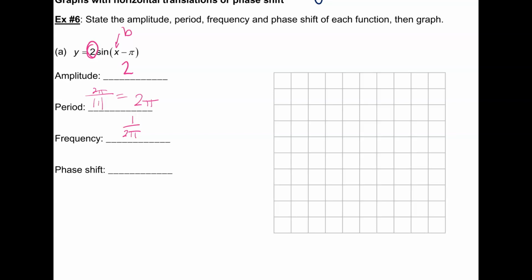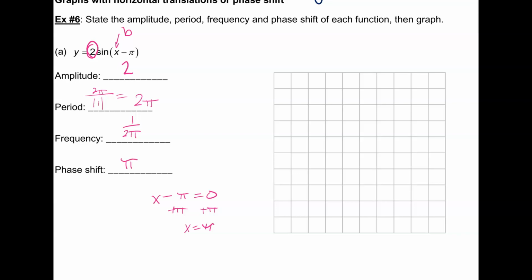Who am I talking to? Leah? Did I have you answer your question? No. Sweet. Let's do the phase shift. How would I find phase shift? X minus pi equals 0. Exactly. Set x minus pi equals 0, set the inside equals 0, and then solve. X equals pi. Exactly. So I have a phase shift of pi.